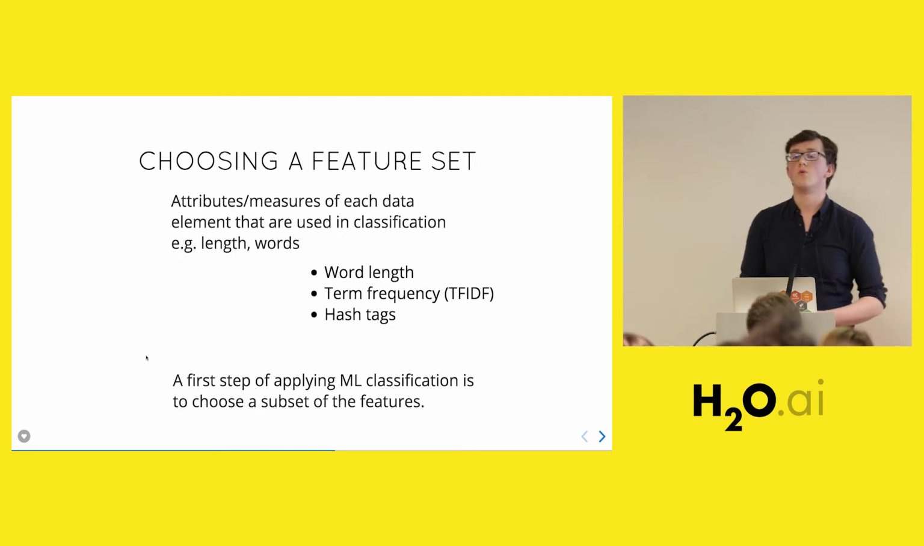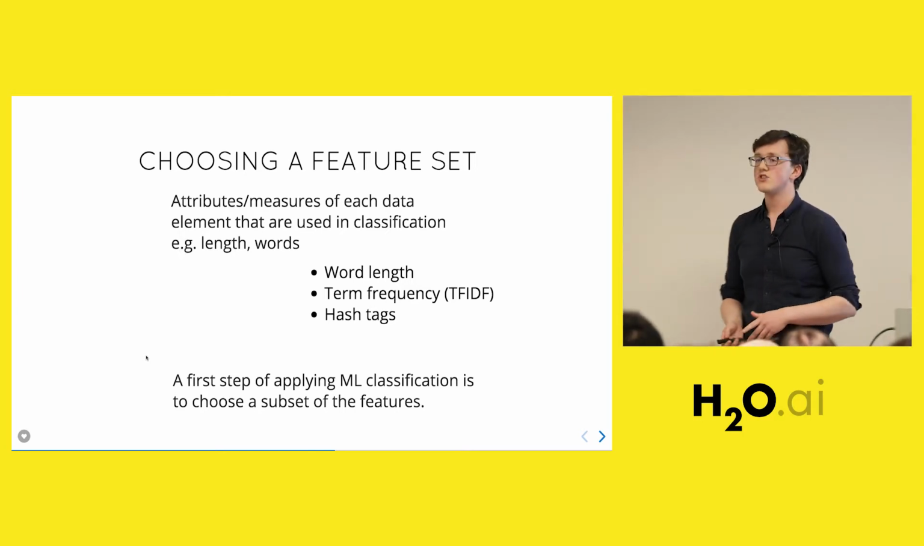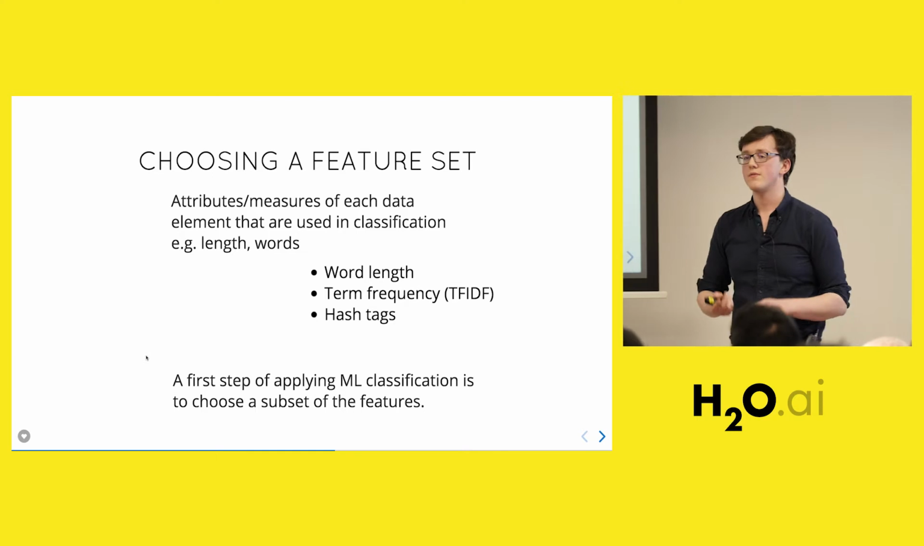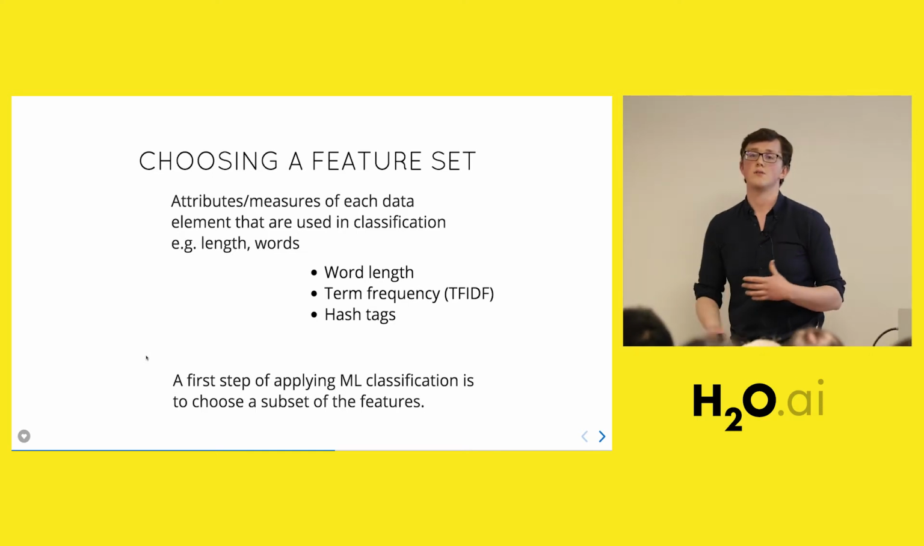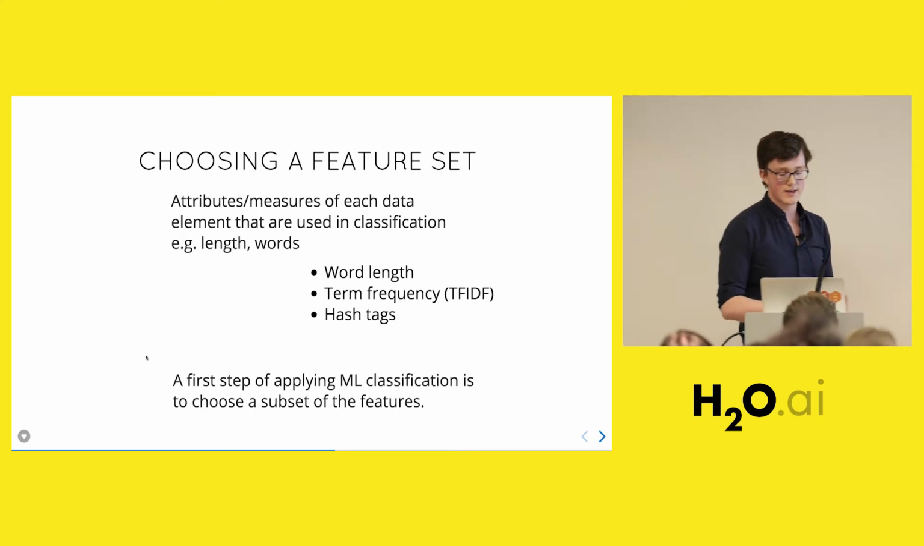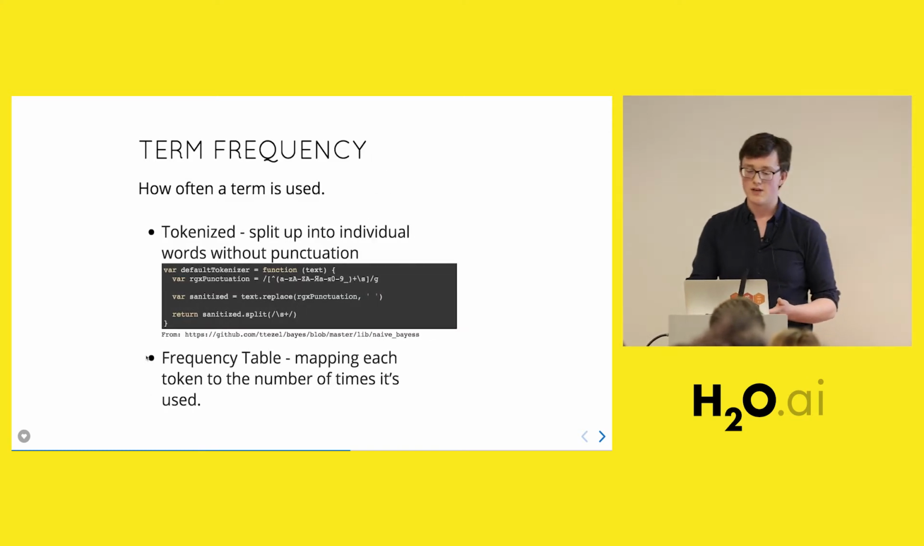What I've glossed over here is what feature set we are using. So with textual data, there are many things we could use. We could use word length, term frequency, or term frequency inverse document frequency in the corpus, hashtags in the Twitter example, and many more.